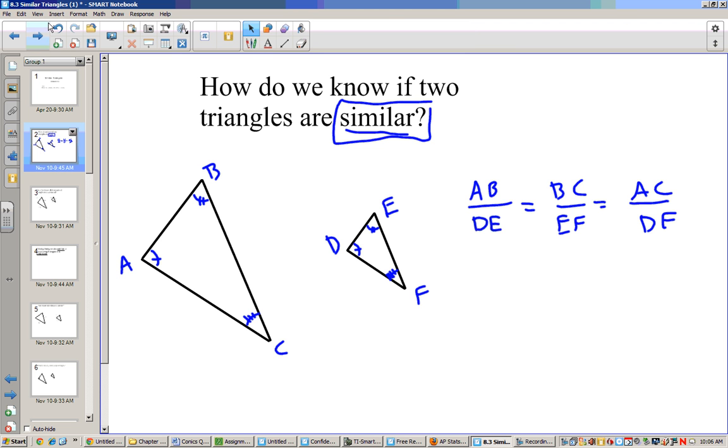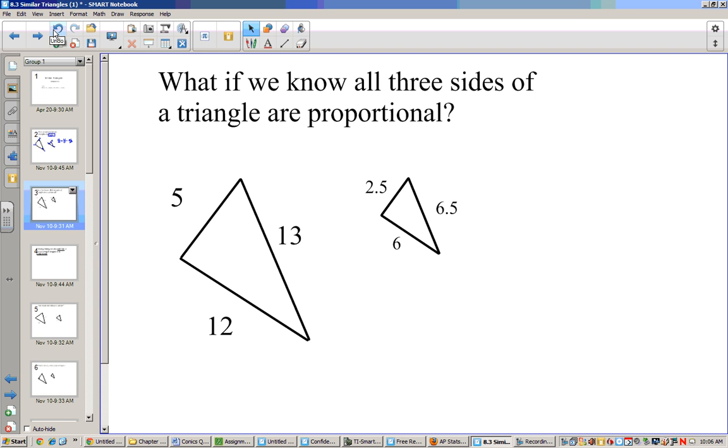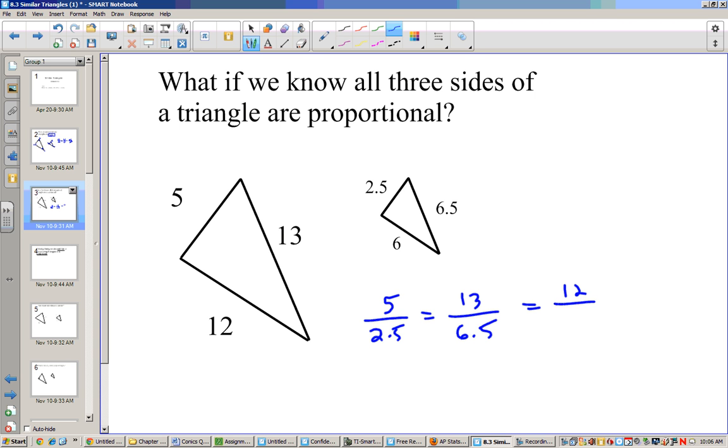So now what if we have a little bit less information? What if we just have the sides? Well, the first thing we need to do is check and see if the sides are proportional. Is 5 over 2.5 equal to 13 over 6.5, which is equal to 12 over 6? Well, that's 2, and that's 2. So all of those equal 2, so all of the sides are proportional.